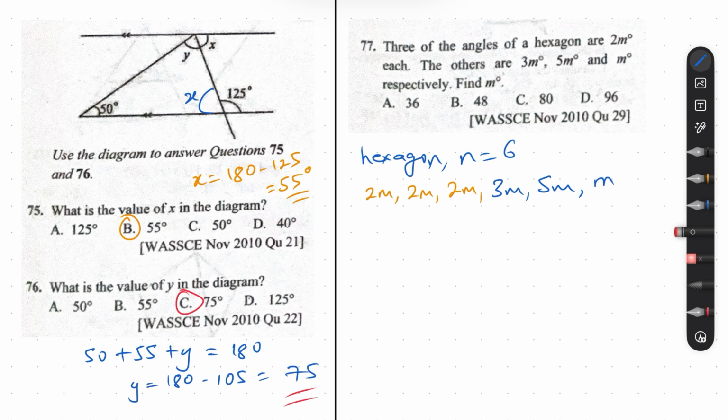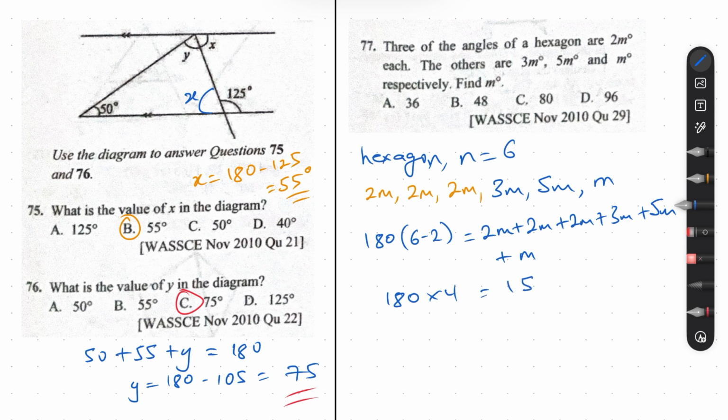Cool. So now we need to find the value of m. What we can do is find the sum of the interior angles. And we know the formula to be 180 times n minus 2. And we know that n is equal to 6. Then we can equate it to the sum of all these. So we have 180 times 6 minus 2 equals 2m plus 2m plus 2m plus 3m plus 5m plus m. So we have 180 times 4 equal to 15m. When you add all this, we have 15m.